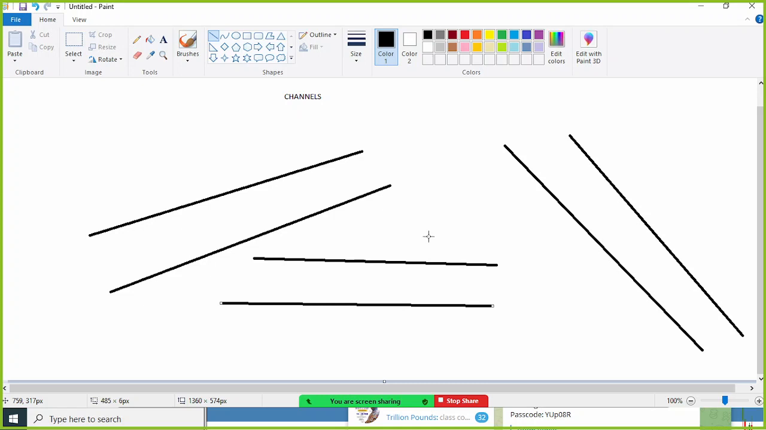Okay. Then let's get the points down. Price channels typically run close to a parallel.